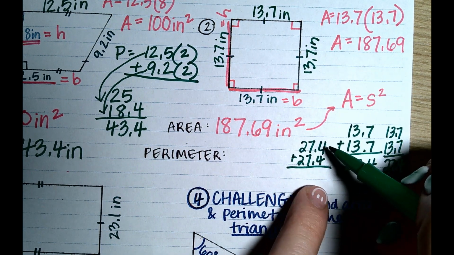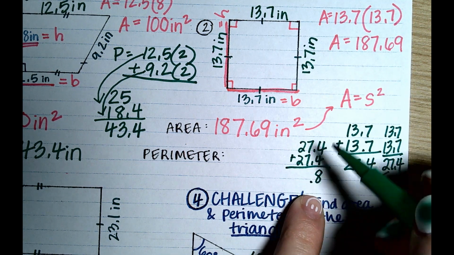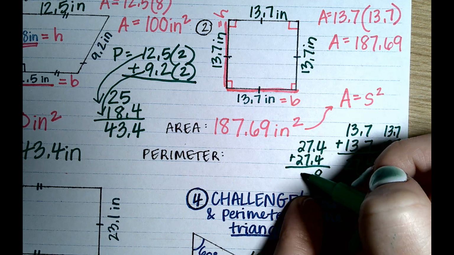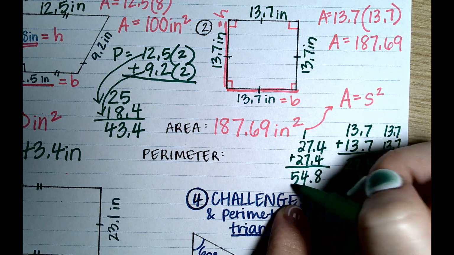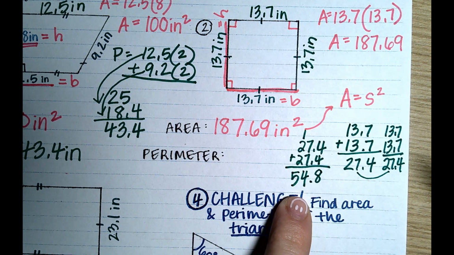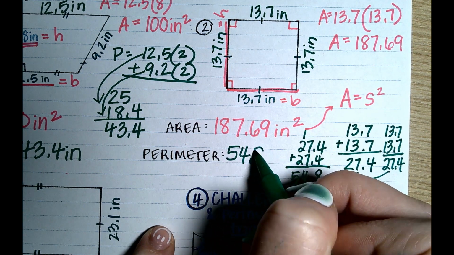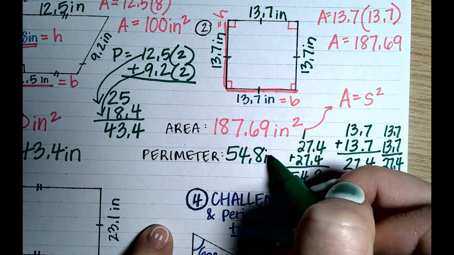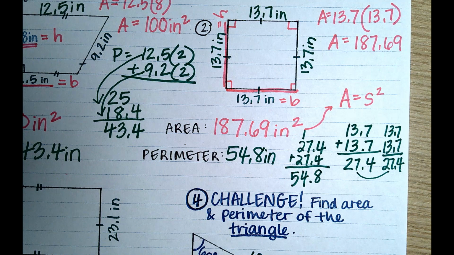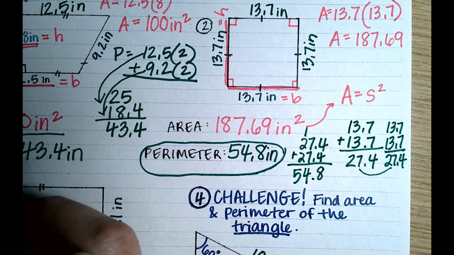Okay, well here, we can do it together. 4 plus 4 is 8. Bring down my decimal. 7 and 7 is 14. Carry my 1. 2 plus 2 is 4, 5. I got 54.8. Is that what everybody else got? Yes. Perfect. Okay, so the perimeter is 54.8. What's my units? Inches. IN. Good. And I'll kind of circle these so it's easier to see.